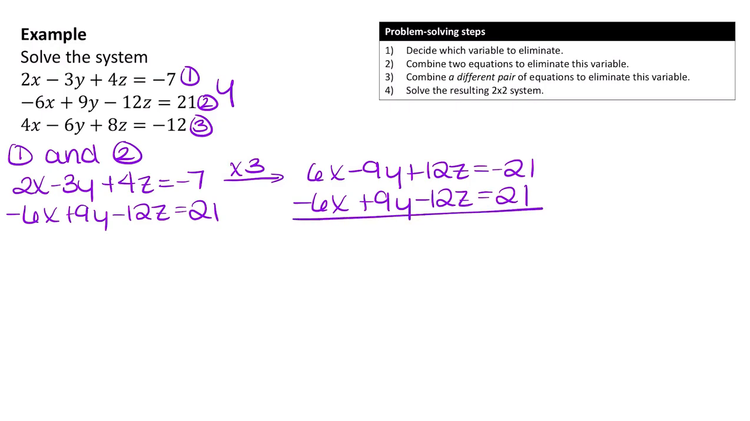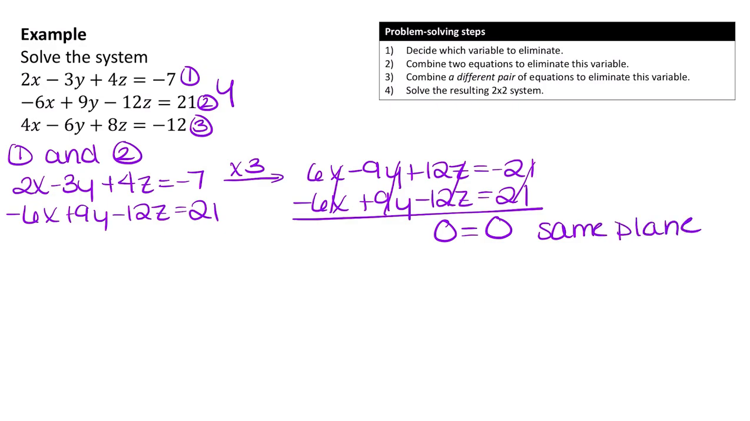So when I combine these two equations together, you can see 6x and minus 6x makes 0, negative 9y and plus 9y makes 0, 12z and minus 12z makes 0, so I have 0 equals negative 21 and plus 21, those also make 0, so I have 0 equals 0. So whenever I have that, that means that these two equations actually represent the same plane.